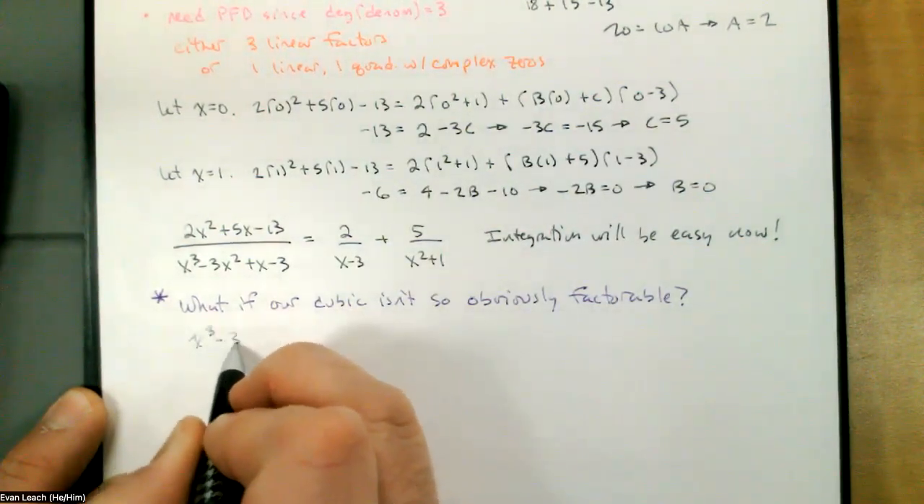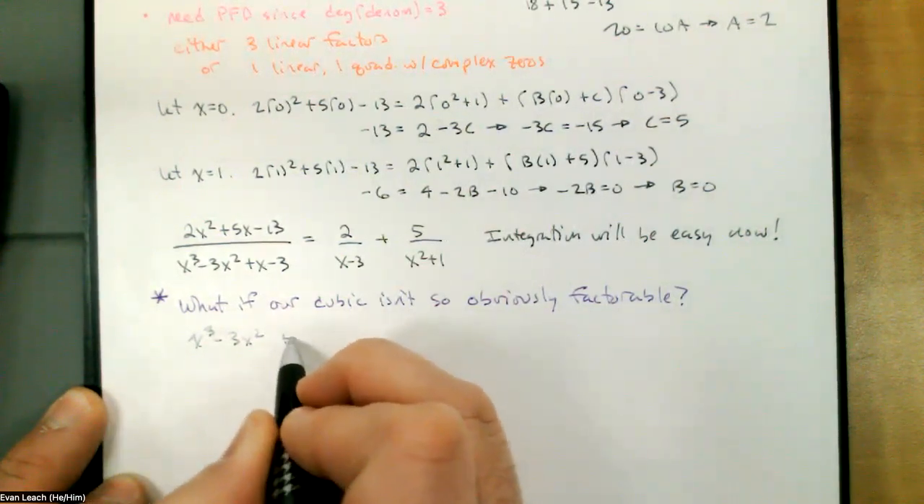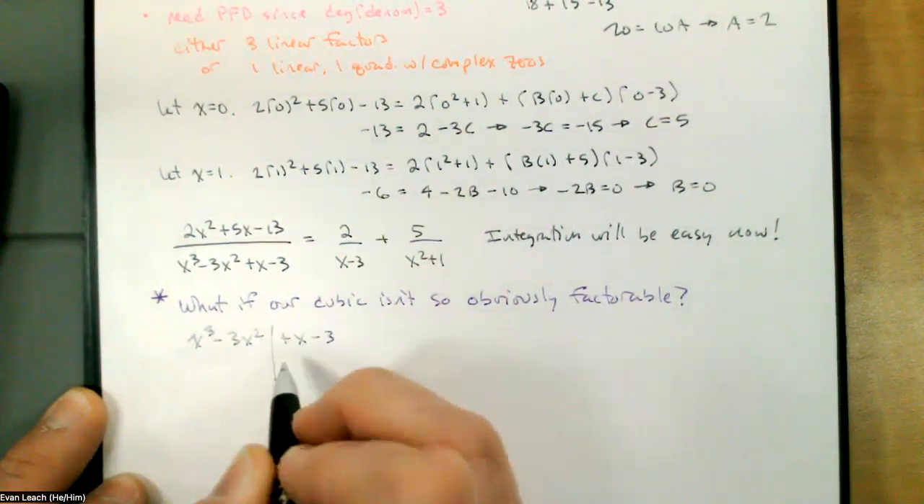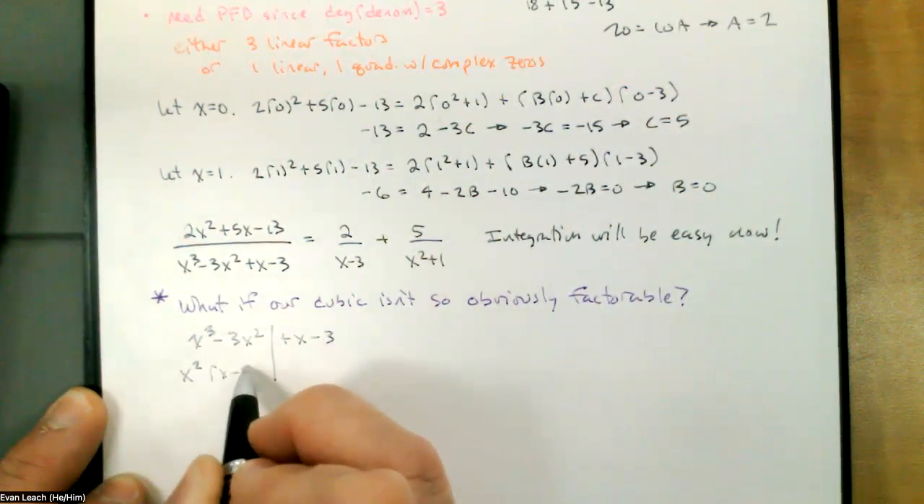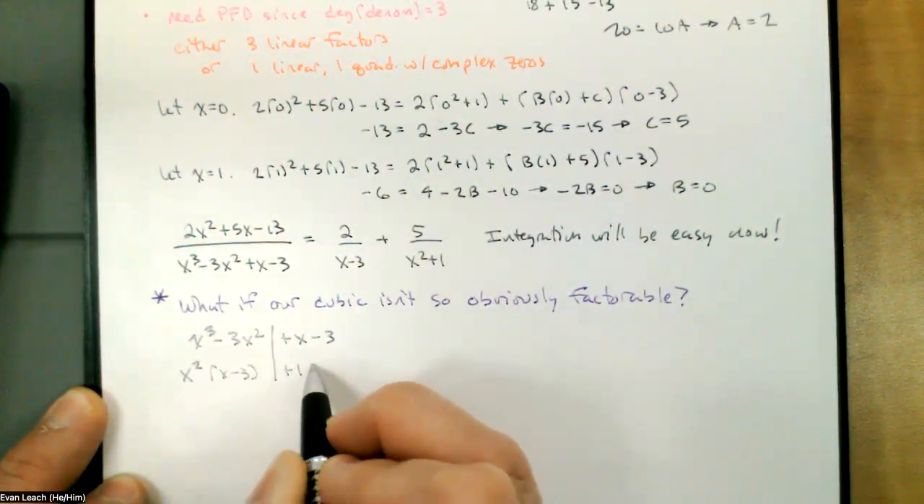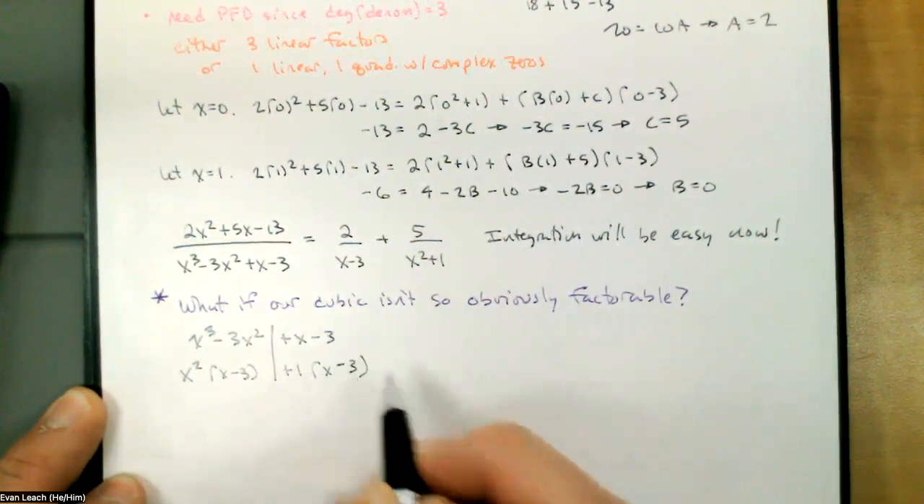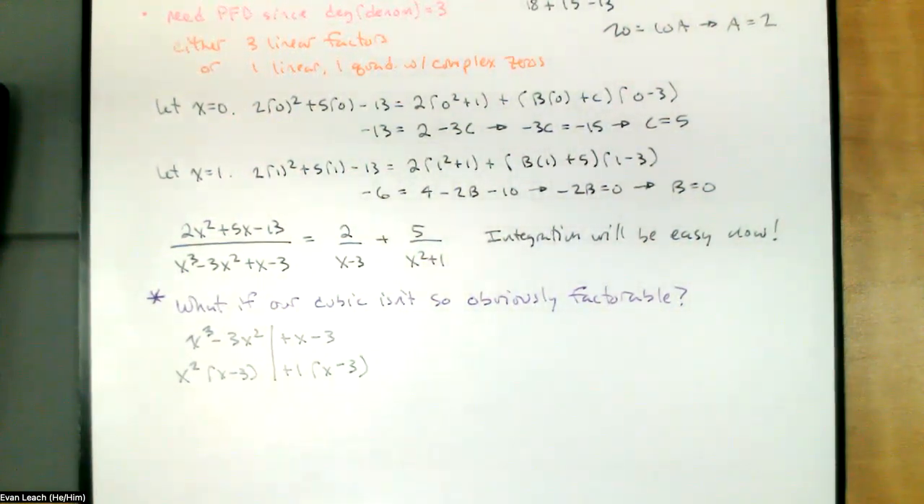X cubed minus 3x squared plus x minus 3. All we can factor out of the front half is an x squared, leaves an x minus 3. So we just factor a plus 1 out of the x minus 3. So what if the factors are not so obvious? We do know that it's a cubic, so it definitely has one real zero.